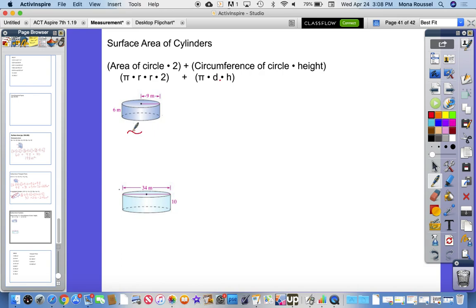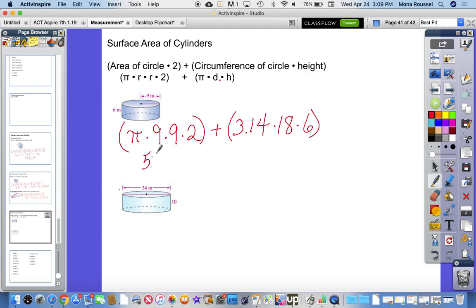So first of all, we'll do pi times the radius, which is marked here as 9, times the radius again, times 2, to find the area of the two circles. Then we have to multiply pi times the diameter. Well, if the radius is 9, then we know the diameter would be 18, times the height of the cylinder, which is 6. And we punch all of that in, and this would be 508.6800, and we will end up rounding to the nearest tenth. But we'll keep what comes up on our calculators, and then we will round the final answer if we need to. This one comes out to the nearest tenth.